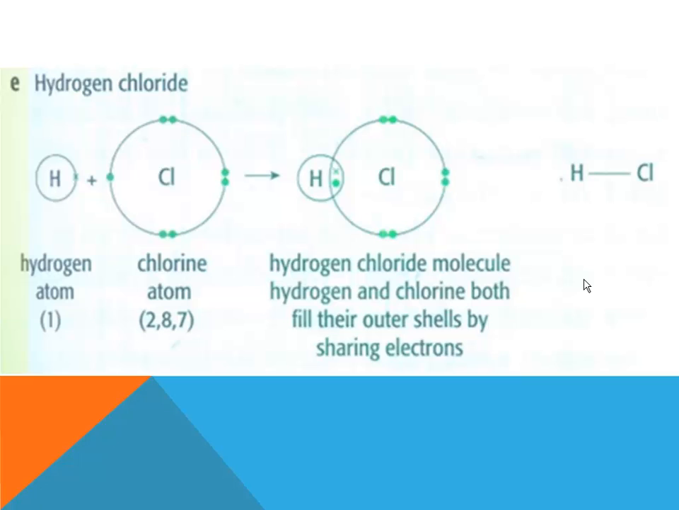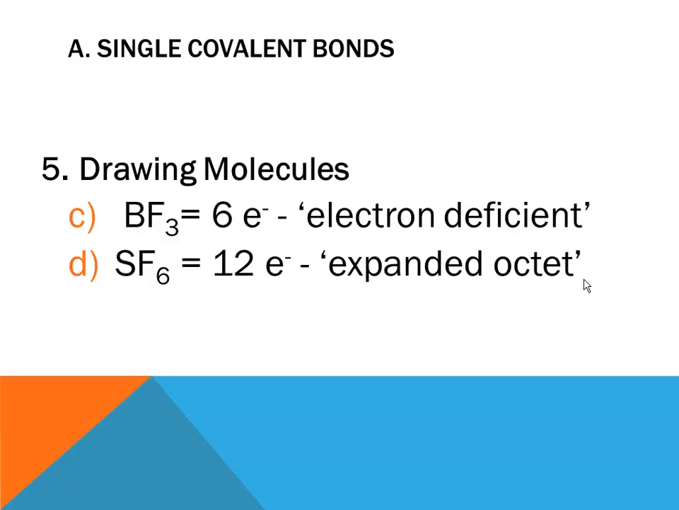Hydrogen chloride. Chlorine has 7 outer electrons. That means it only needs 1 to make 8. That's why there's only 1 bonding site, and you have HCl.